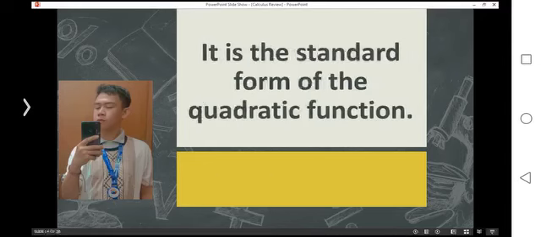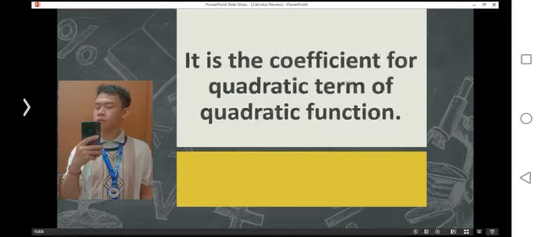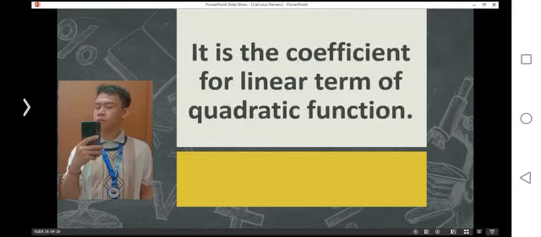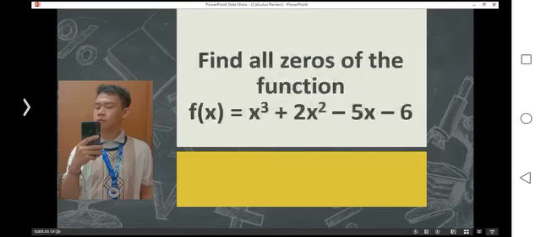Inverse. It is the standard form of the quadratic function. Answer? f of x is equal to ax squared plus bx plus c. Next, it is the coefficient for quadratic term of quadratic function. Answer? A. Next, how about for the linear term? Answer? B. Next, how about for the constant term? Answer? C.